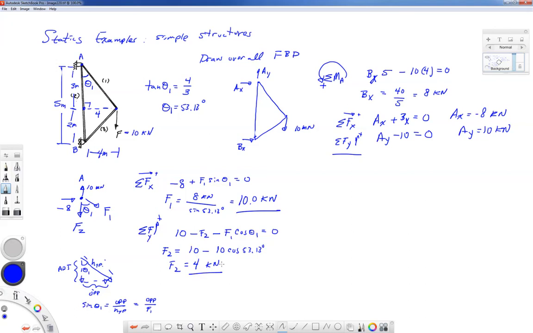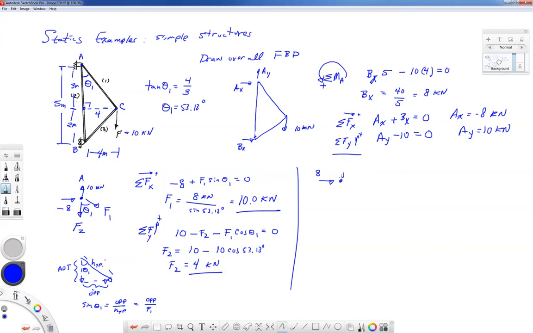Now, if I want the force in bar 3, I can either take a look at this pin at B, or maybe this pin right here at C. The easier one, in my opinion, is looking at B, the pin at B. So let's do another equilibrium free body diagram for point B. Now, Bx we found was 8, and it does point in that direction.